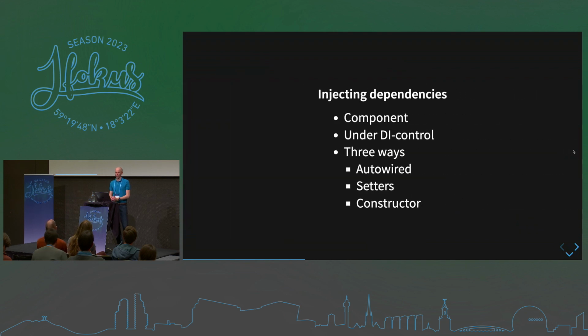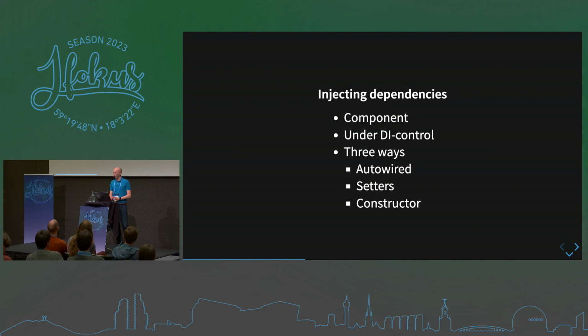So for Spring Boot or Spring to be able to fetch this, it needs several things. The component that we're injecting needs to be annotated as a component. There are various subclasses of this. A controller is a component. A service is a component. There are lots of different implementations of this. And it needs to be under dependency injection control. If you create your own instance of something, dependency injection will not see it and inject these dependencies.